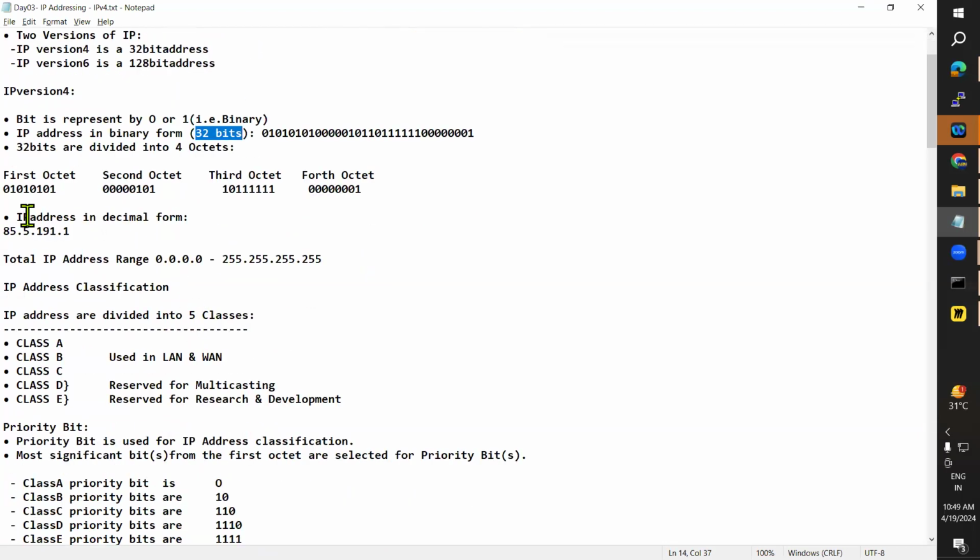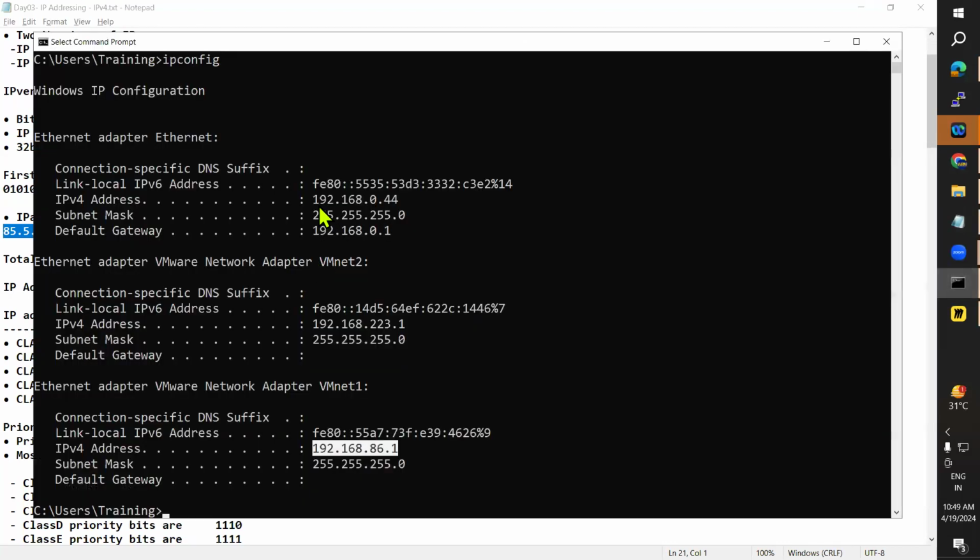So IP address in decimals. See, this is binary. And this is how the IP address in decimals looks. I showed you this, these are decimals.